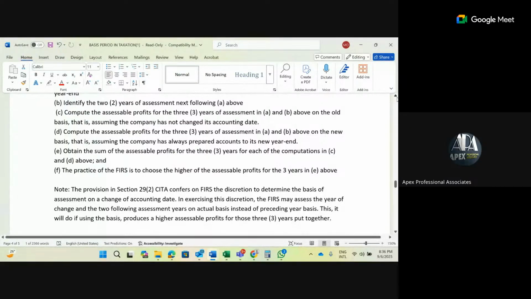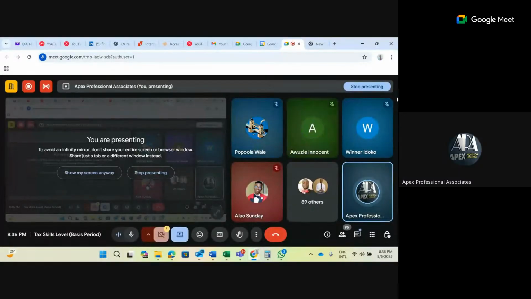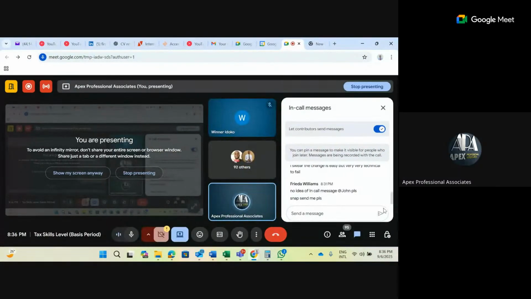Just as I've told us, it is very, very important for you to know the rules of the change of accounting dates.